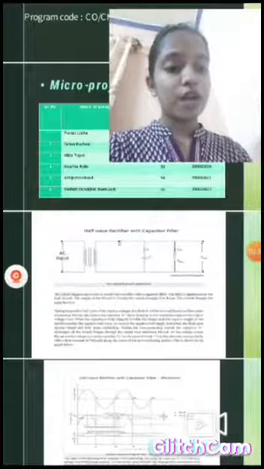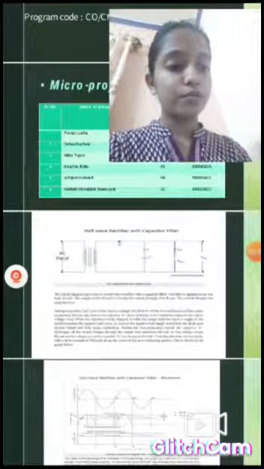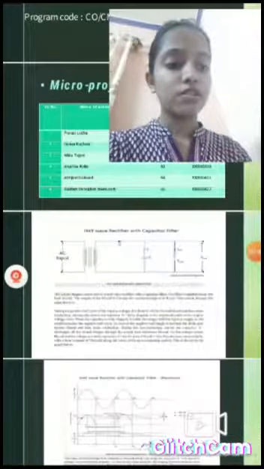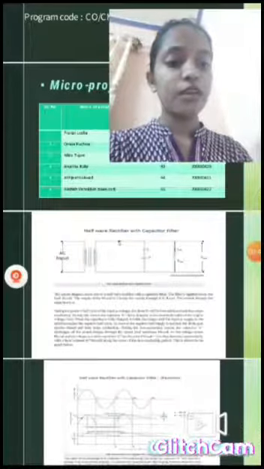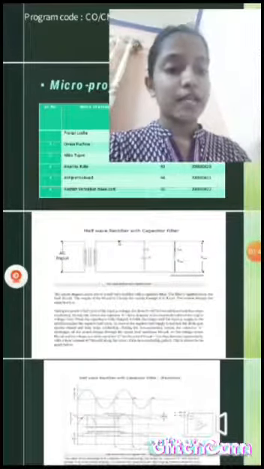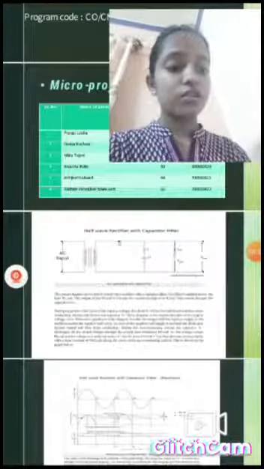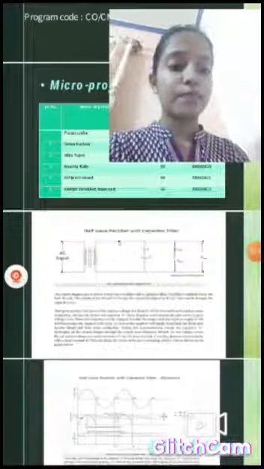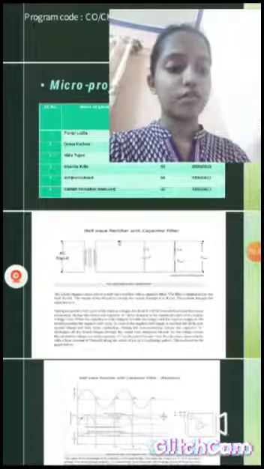In the positive half cycle of input AC voltage, the diode will be forward biased and thus starts conducting. Capacitor starts charging to maximum value of supply voltage. Capacitor is fully charged. It holds charge during the negative half cycle of the input AC supply.